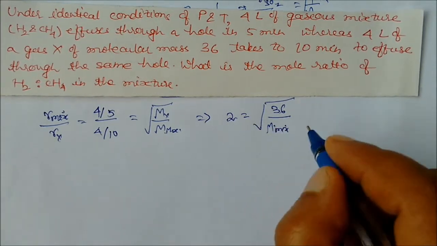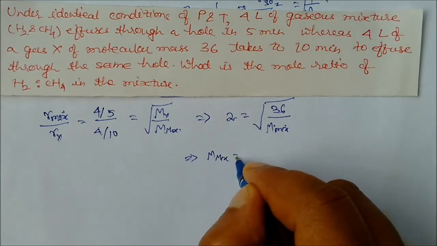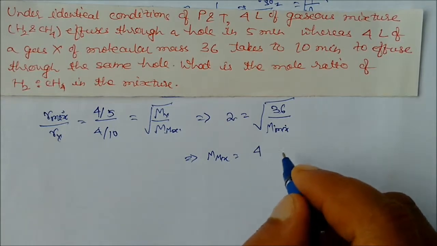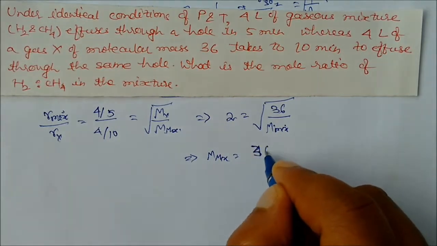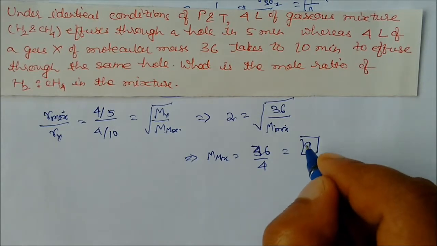So on solving this, we will get 4 for the square root. So the molar mass of the mixture will be 36 by 4. So you will get here 9. So 9 is the answer.